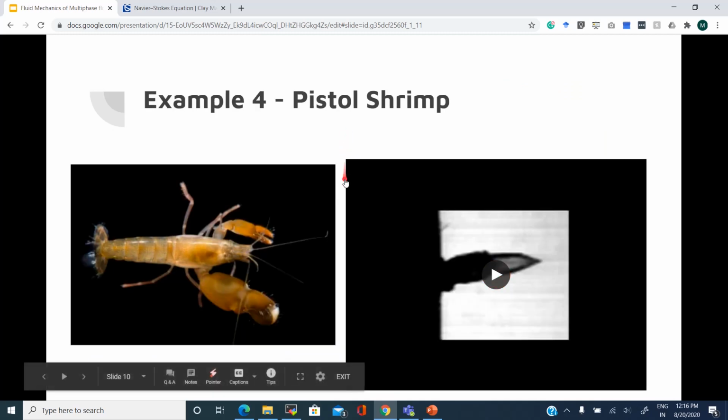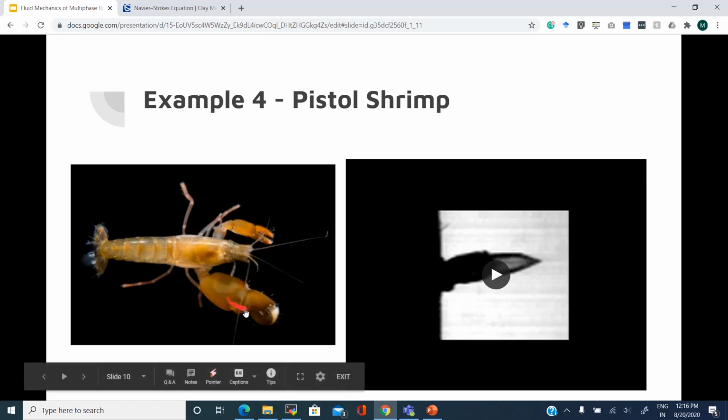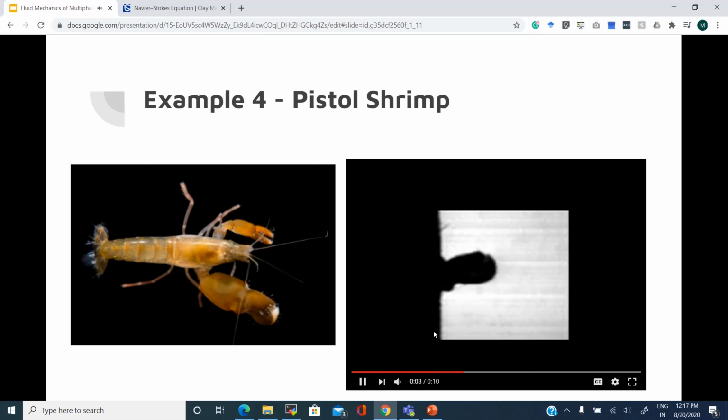Another example in nature is that of the pistol shrimp, which uses fluid mechanics to kill its prey. You can see that this claw of the pistol shrimp is very big compared to the other claw. This is a slow motion video where the claw is closing, and you can see that gas pocket that forms there and how it oscillates, and this is what kills the prey, this expanding and contracting gas bubble.